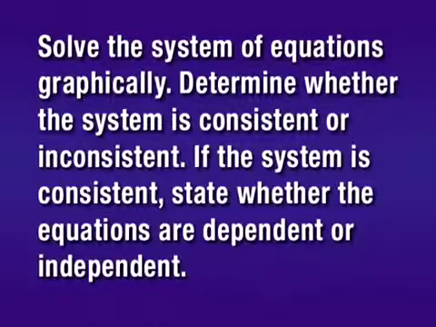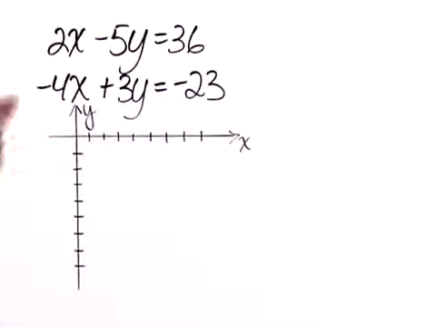Solve the system of equations graphically. Determine whether the system is consistent or inconsistent. If the system is consistent, state whether the equations are dependent or independent. We have the system 2x minus 5y equals 36 and negative 4x plus 3y equals negative 23.